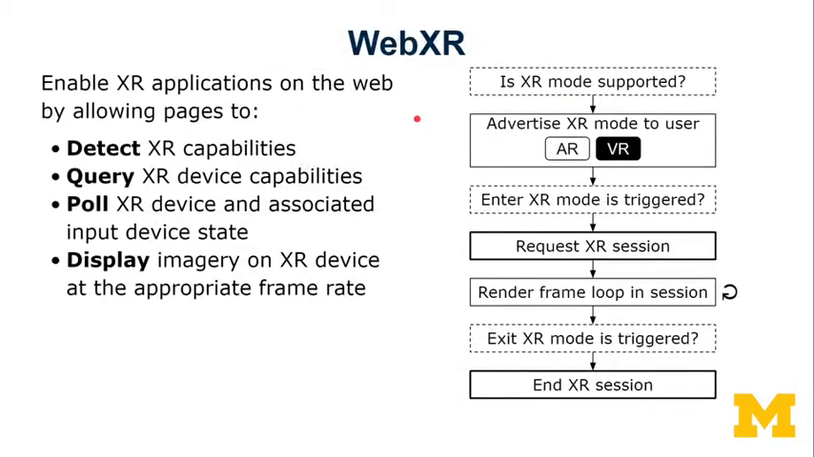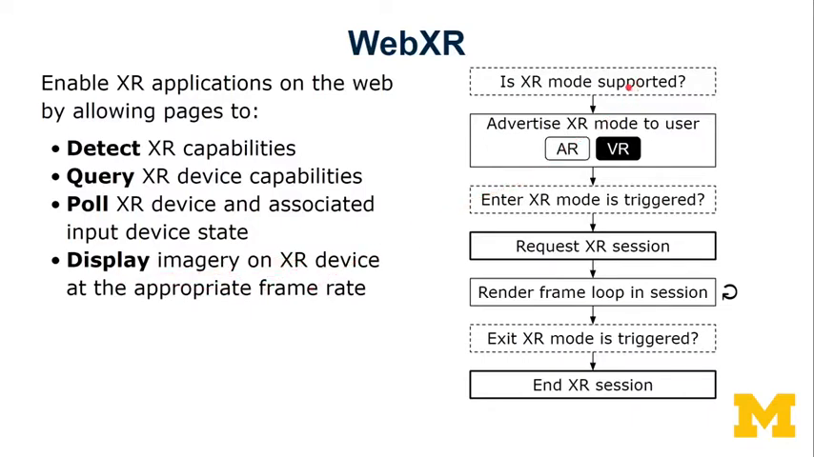So WebXR is then a standard that is currently being developed that enables XR applications on the web by allowing pages, so web pages, really, that's what they are, HTML documents, to call JavaScript functions to detect XR capabilities, to query XR device capabilities, and to poll XR device and associated input device state. So really figuring out what's going on. Do we have a 3 degrees of freedom or 6 degrees of freedom headset? What's the motion controller? Do we actually have a motion controller? Is AR or VR supported? So that would be more in the query part. And then display imagery, and I mean both visual and audio, on XR devices at the appropriate frame rate.